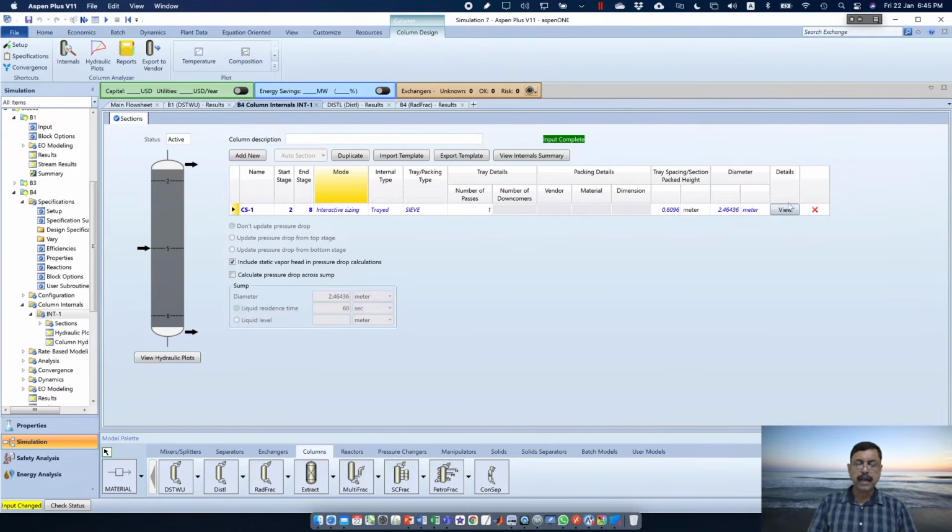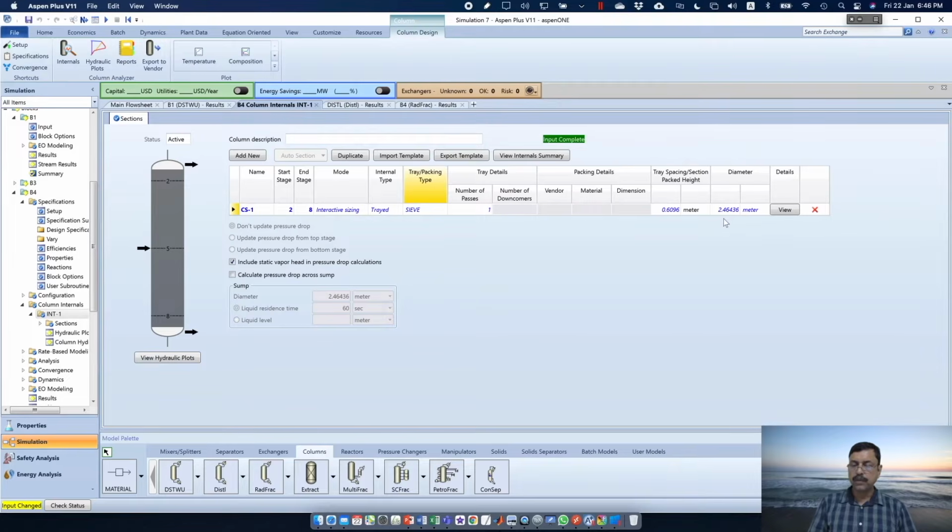Now, the internal type can be tray or it can be packed. For the time being, let us choose tray only. The tray type can be sieve, bubble cap, and many other types. For the time being, let us choose sieve. Tray spacing and diameter, Aspen Plus is suggesting these dimensions. If you view the internals more, it will give you further information.